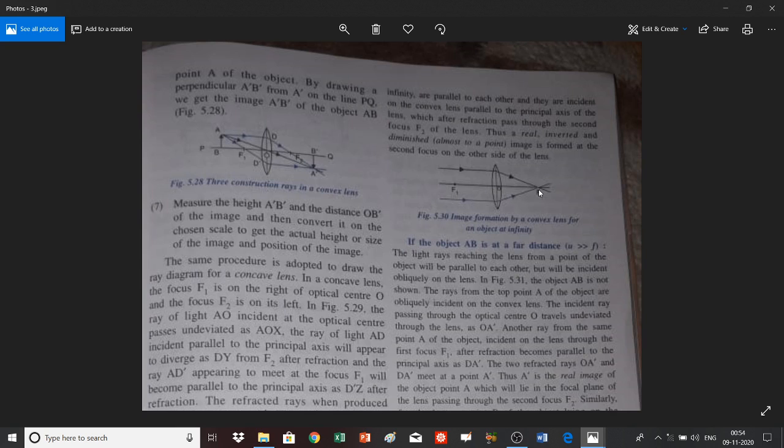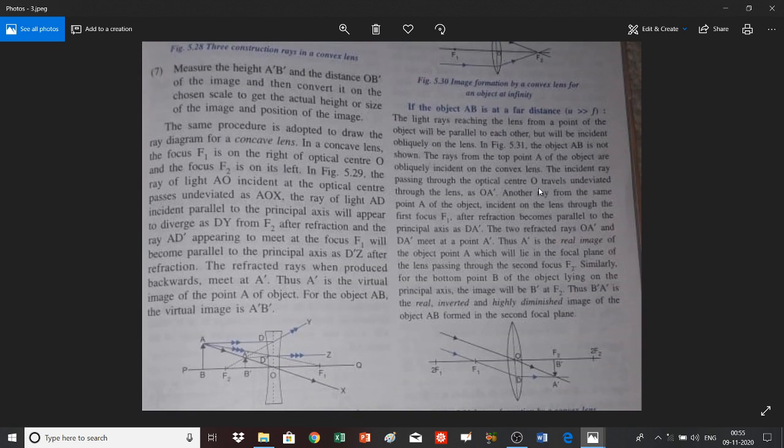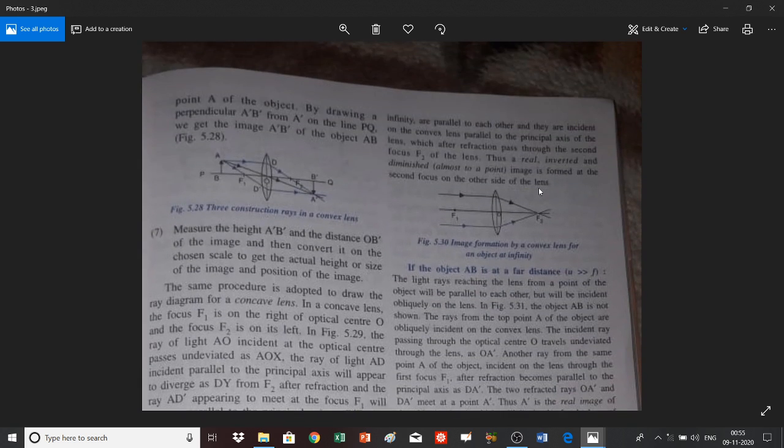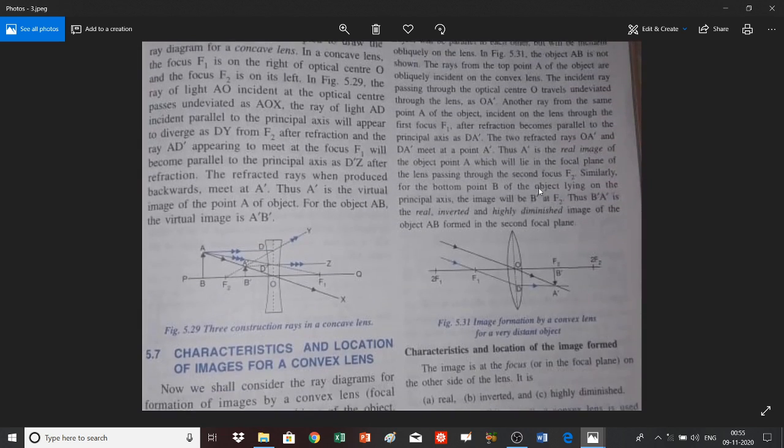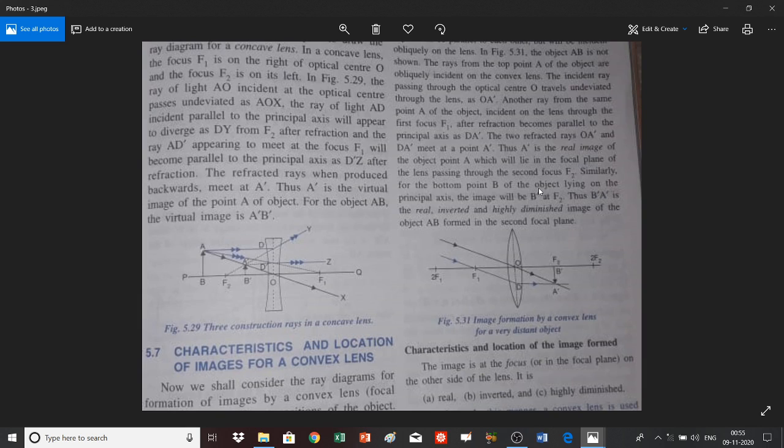So if you use a convex lens, that is, usually you use magnifying glasses, and if you use a magnifying glass, you try to form an image of the sun, then it will give you a point image. Okay, so an object which is at infinite distance will give you a point image formed by a convex lens. Now come to another point.